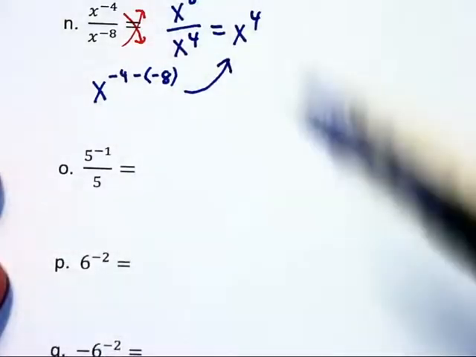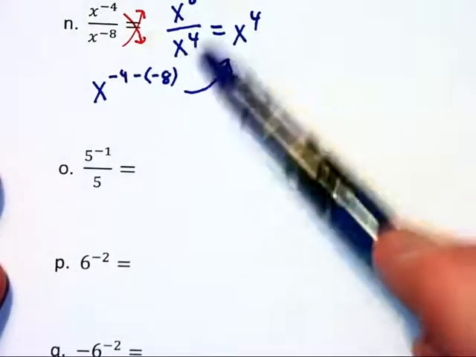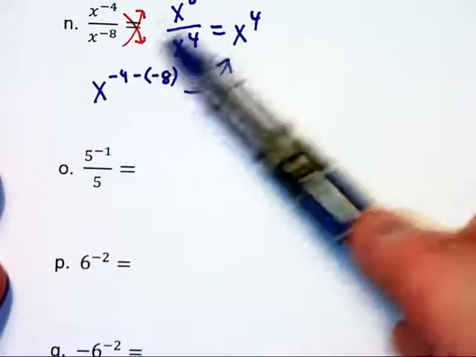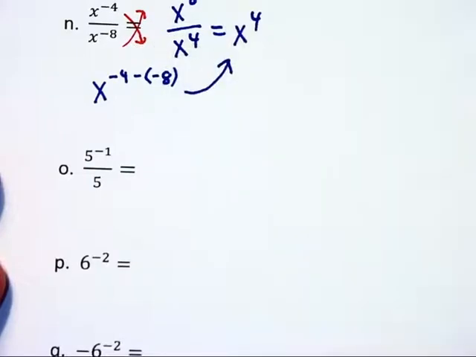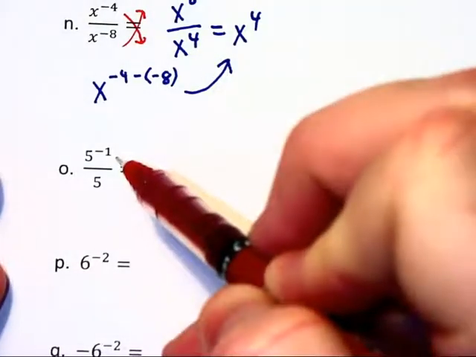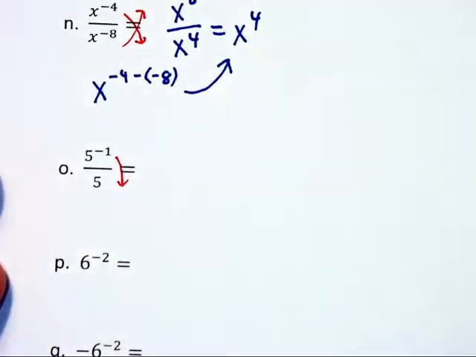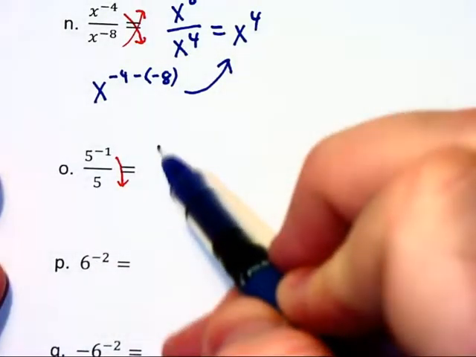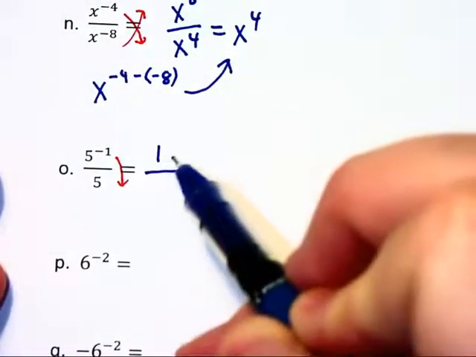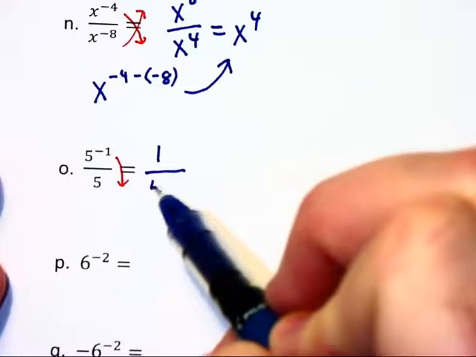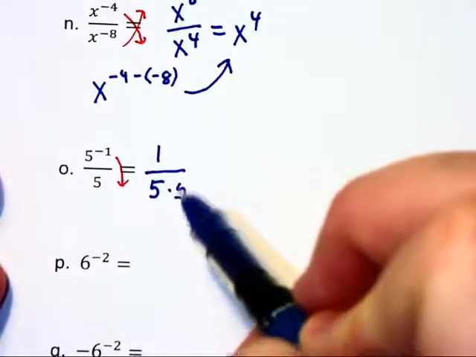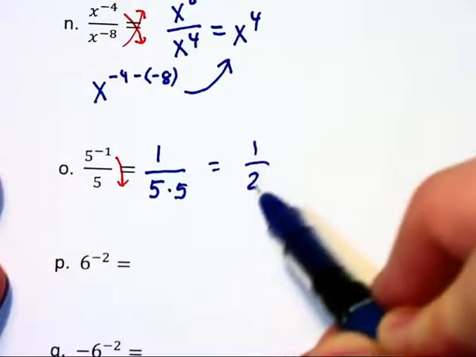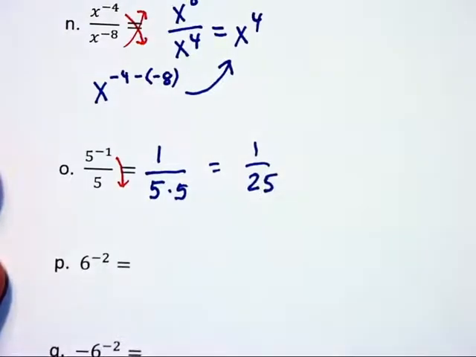I've just found it's more successful to move the expressions from denominator to numerator and vice versa as a first step when simplifying these expressions. For problem O, that 5 to the negative 1st is going to come down to the denominator. We already have a 1 as a placeholder. We already have a 5 down below times another 5, giving us 1/25 as the value for that expression.